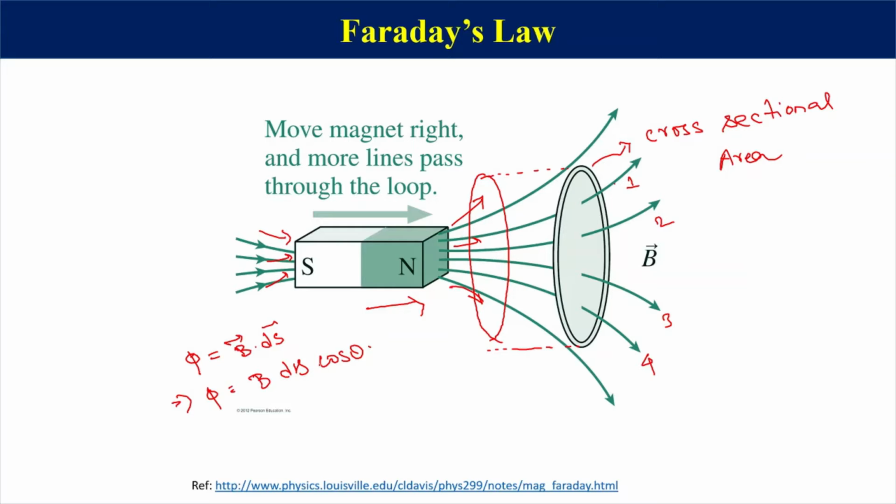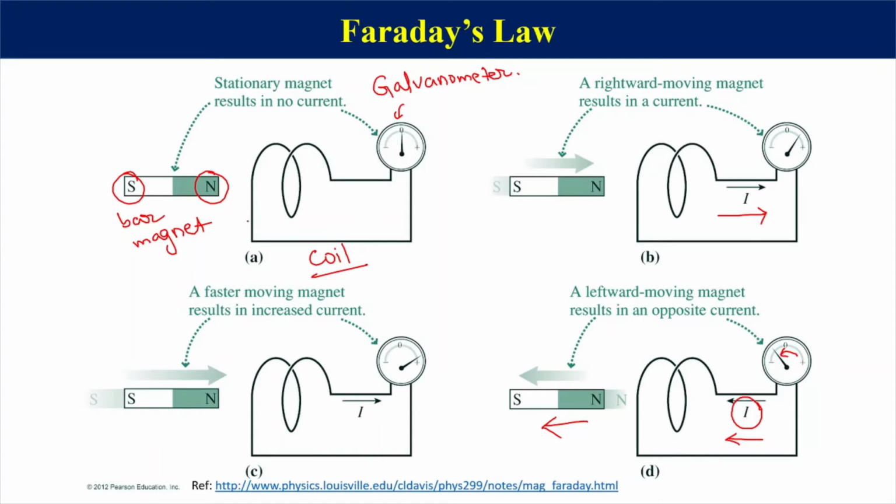So in the previous experiment, the same thing was happening. Whenever you were bringing this magnet close to this coil, the number of field lines crossing through this coil was increasing, which resulted in a change in phi, that means flux. So there is a term d phi dt which exists. That means the change of flux with respect to time is there, and based upon this Faraday came to a conclusion. So what did Faraday relate?